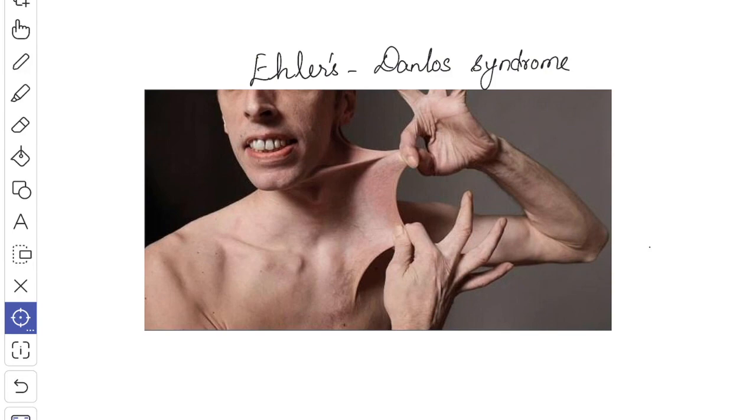There is a clinical condition that is called Ehlers-Danlos syndrome. In this, the skin may become abnormally extensible and the joints may be lax because of improperly formed ligaments.